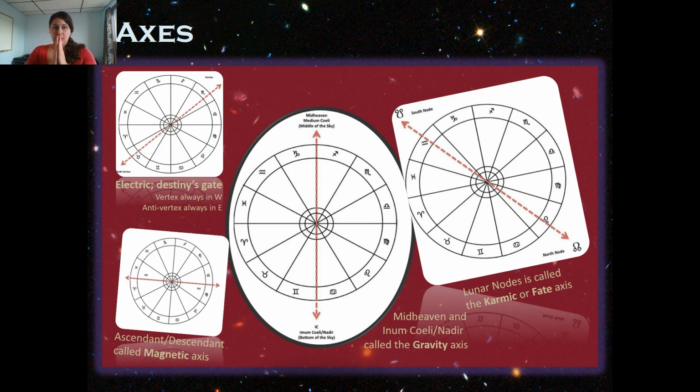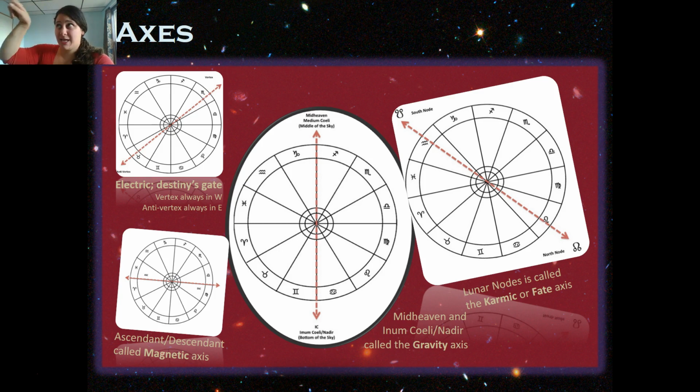So the vertex is probably easy to look up. And I would argue it's the most important of all these axes, besides the ascendant, descendant, which is often called the magnetic axis. I feel like we talked about what it means to be an ascendant or descendant enough in the houses series, so I won't go over that again. But I will talk a little bit more about this, the Destiny's Gate. So that's the vertex, anti-vertex.